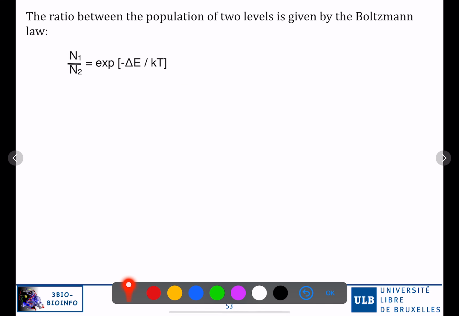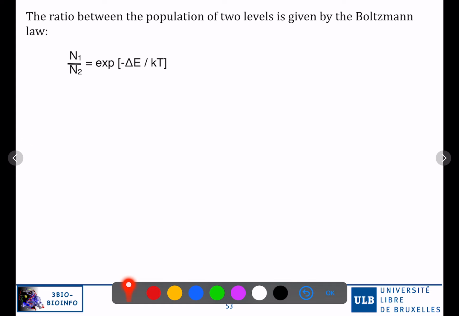Then, what is the ratio? We have seen that there are two energy levels. Now the question is, what is the ratio between the population of the two levels? We have here an equation that is called the Boltzmann equation. In fact, we will use this Boltzmann equation a lot in this course. We will use it also later, for instance, in the energy function chapter. This Boltzmann equation can be used to compute the relative population of different energy levels.